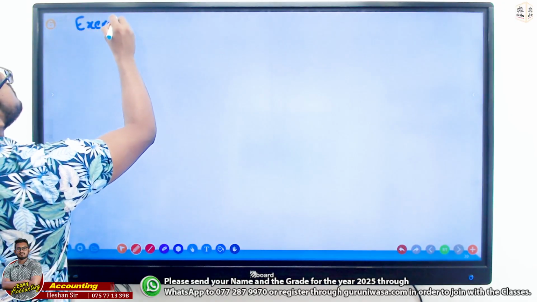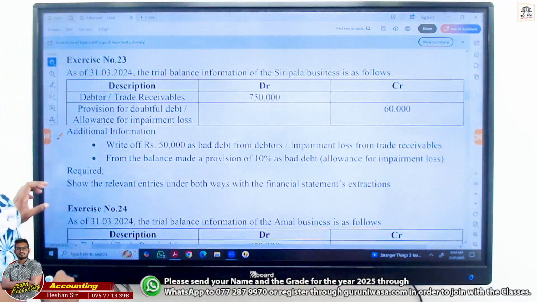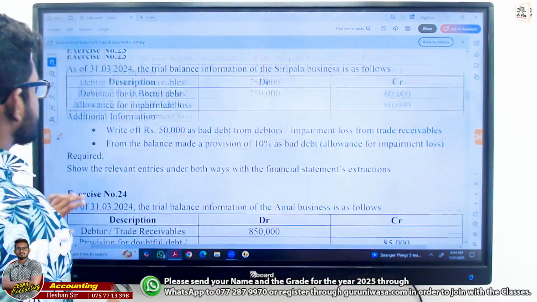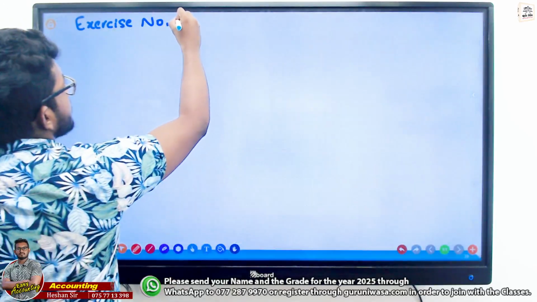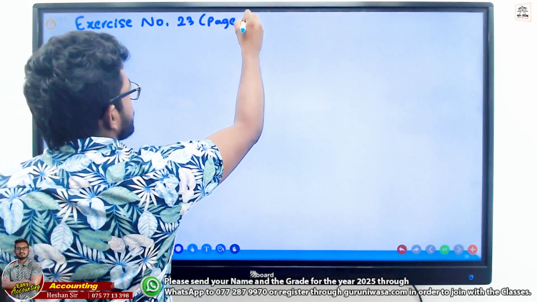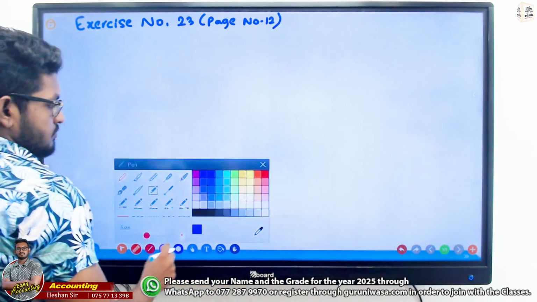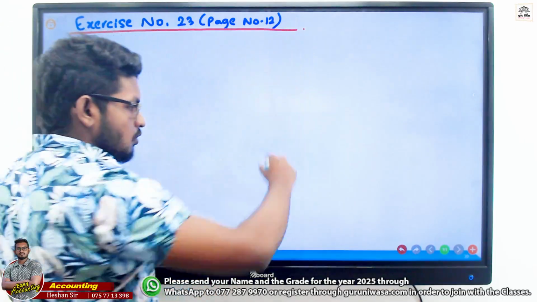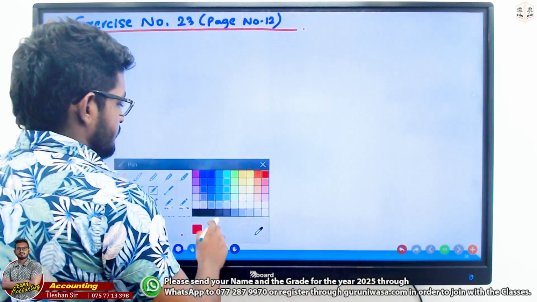Exercise number 23, right? Yeah, 23, page number 12. I'll give part 2 this week, right? Hope it's clear to you, right? Page number 12. Let's see.